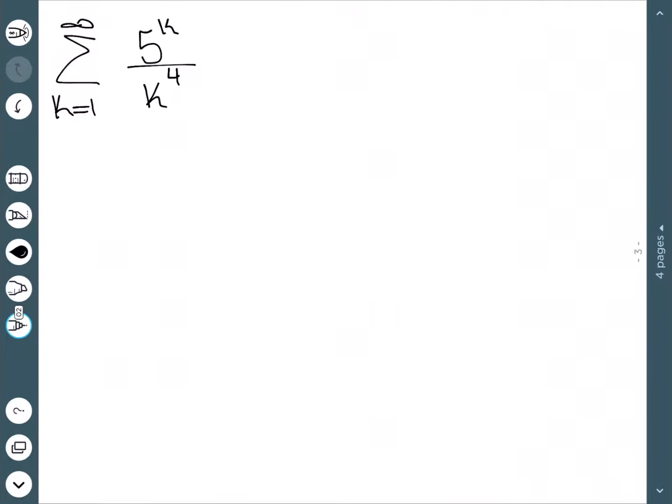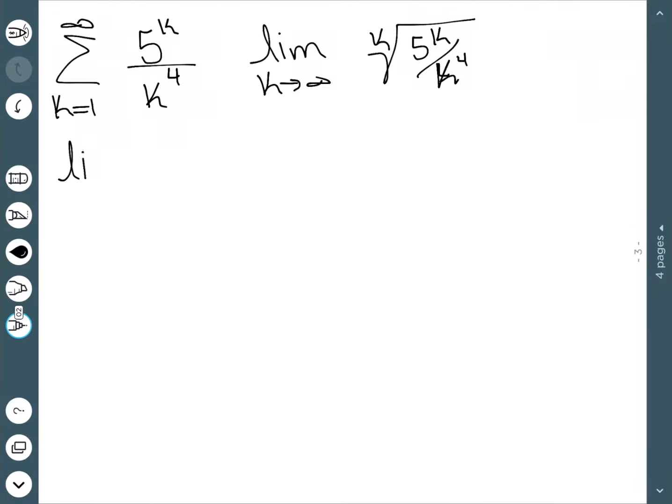My next one, the sum from 1 to infinity of 5 to the k over k to the 4th. Well, I still want to look at the root, so I have the limit as k goes to infinity of the kth root of 5 to the k over k to the 4th.